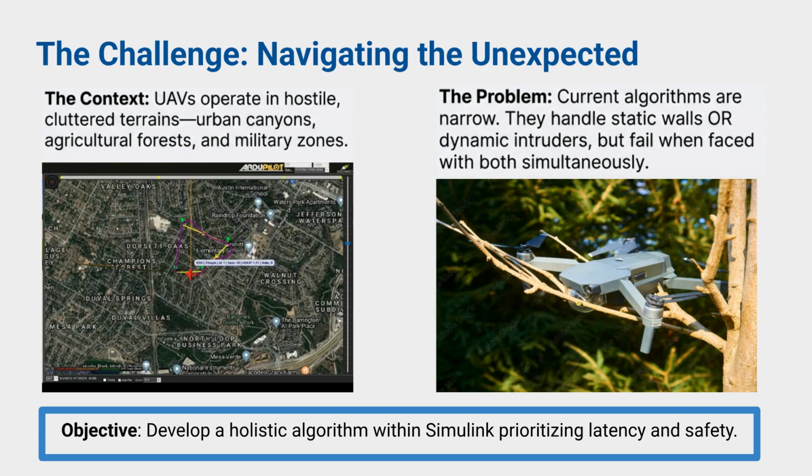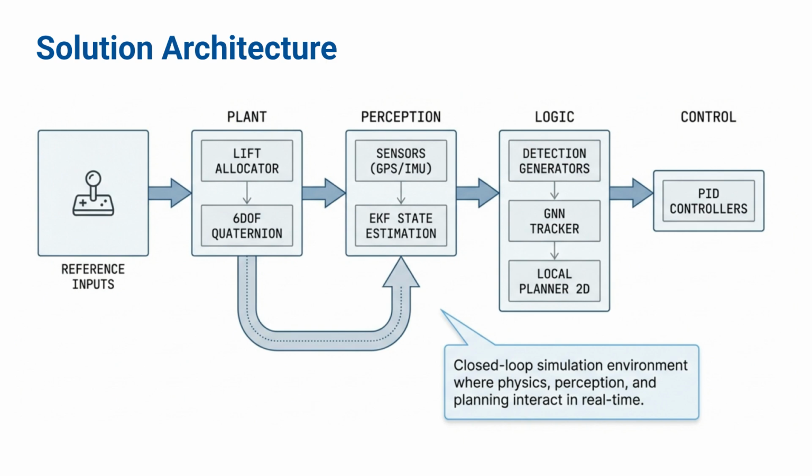UAVs today operate in highly cluttered and unpredictable environments, such as urban areas, forests, and constrained airspaces. The challenge is that most existing algorithms handle either static obstacles or dynamic intruders, but struggle when both appear simultaneously. Our objective is to develop a holistic algorithm within Simulink that prioritizes low latency and safety, while addressing both global and local navigation complexities. To solve this, we adopted a digital twin-based architecture in Simulink.